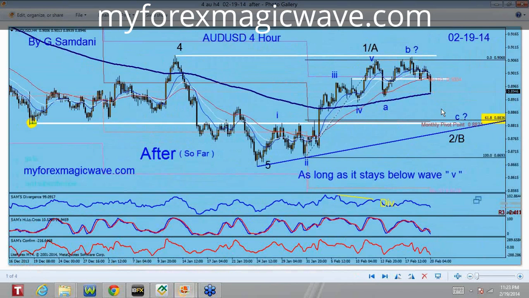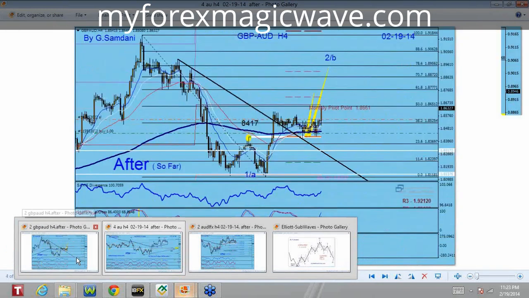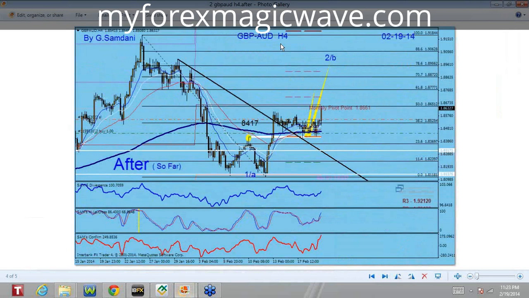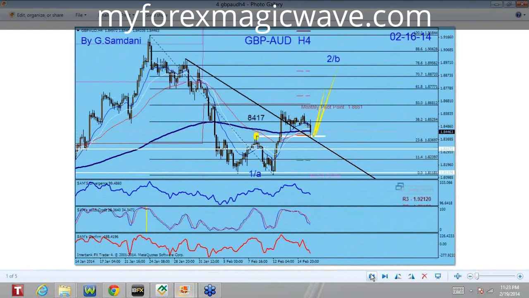Okay, so these are the charts that I already sent out to the subscribers, and they're aware of it. They are armed with my Magic Wave strategy to make precise entries, and it's all part of this subscription. Another chart that is going on is this one. Okay, this is pound Aussie. Aussie is the key factor today, I mean this week so far.